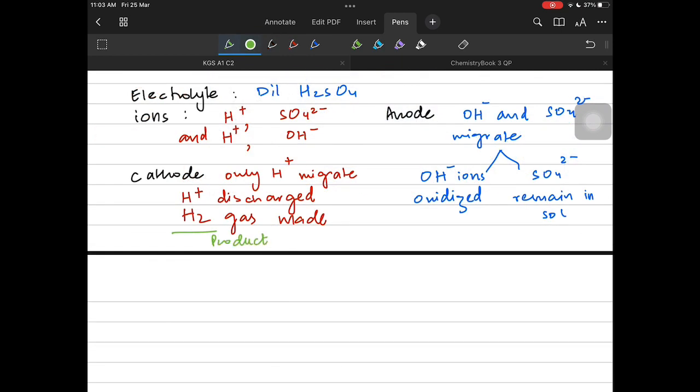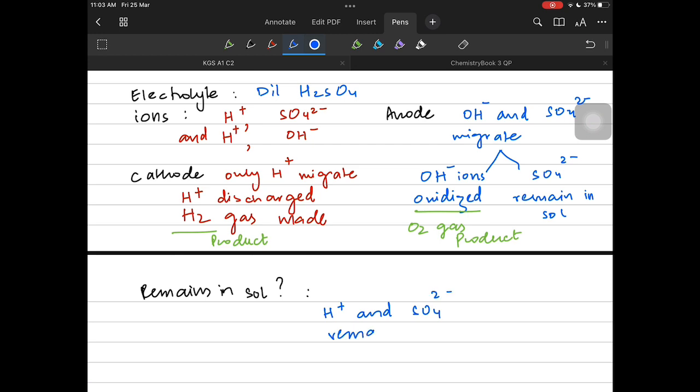Now there's one thing remaining, and that we'll see in the diagram very soon, but we know that the products are oxygen gas and hydrogen gas. The overall remaining solution has some ions remaining in it, because not all the ions are discharged. Some of the hydrogen ions will remain in the solution, and sulfate ions are remaining in the solution. So they form sulfuric acid, because these 2 ions are essentially sulfuric acid. So the sulfuric acid concentration increases.